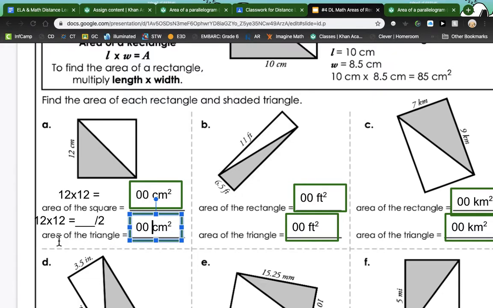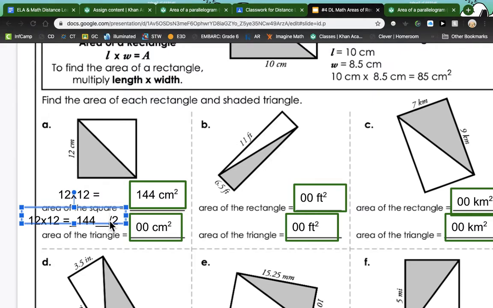And then for the area of the triangle, what's half of this answer? So I put 12 times 12 equals something, and that something divided by 2. Okay, fine, I'll give you the answer. You bunch of babies. All right, so it's 144, right? And then here it's going to say 144 divided by 2. So what's 144 divided by 2, kids? You should know.